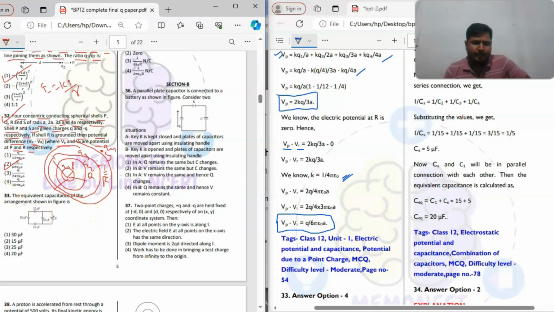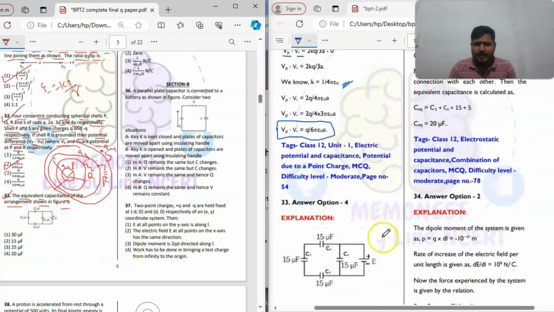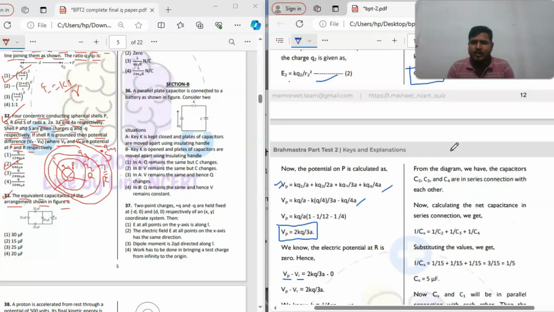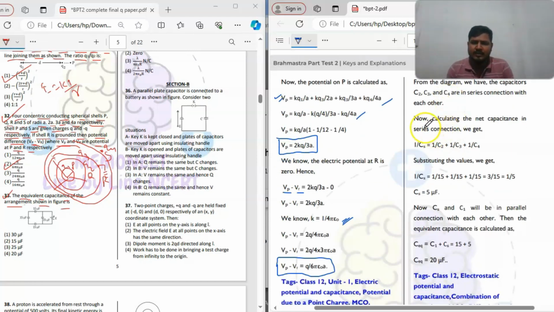Now move to the next question. The question is to find the equivalent capacitance of the arrangement shown in the figure. Suppose this is C1, this is C2, this is C3, this is C4. What we observe is that C2, C3 and C4 are in series. So first we have to find the equivalent capacitance of C2, C3 and C4. After putting the values we get Cs is 5 microfarad.